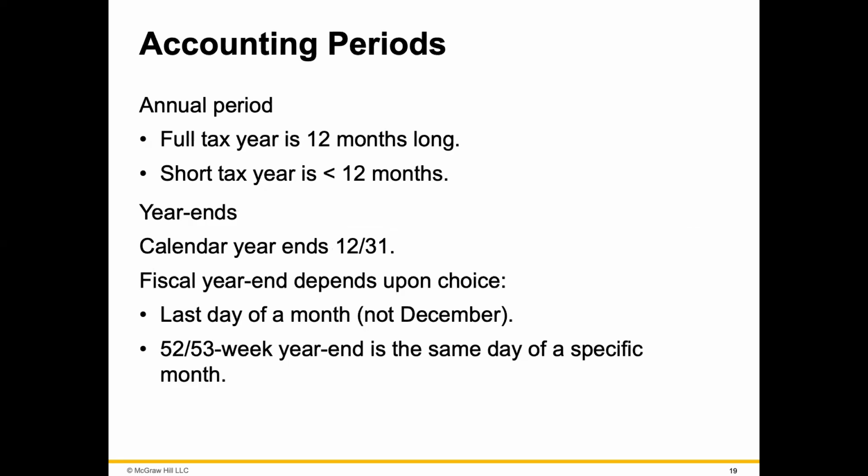So if a new business starts, or sometimes a business can change its tax year. Year ends, a calendar year ends on 12/31. That doesn't have to be when the business ends, though. Our fiscal year end depends upon our choice. It's the last day of the month, not December. And sometimes there's a 52, 53 week year end. Could be the same day. Sorry, I didn't mean to cross through that. The same day of a specific month there.